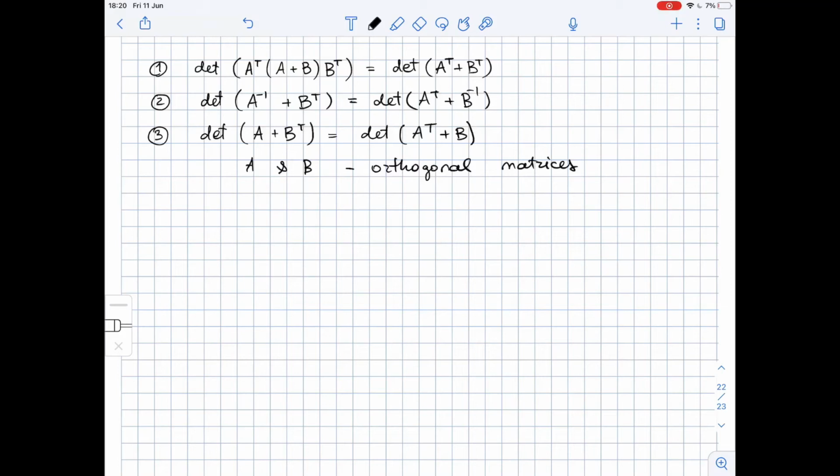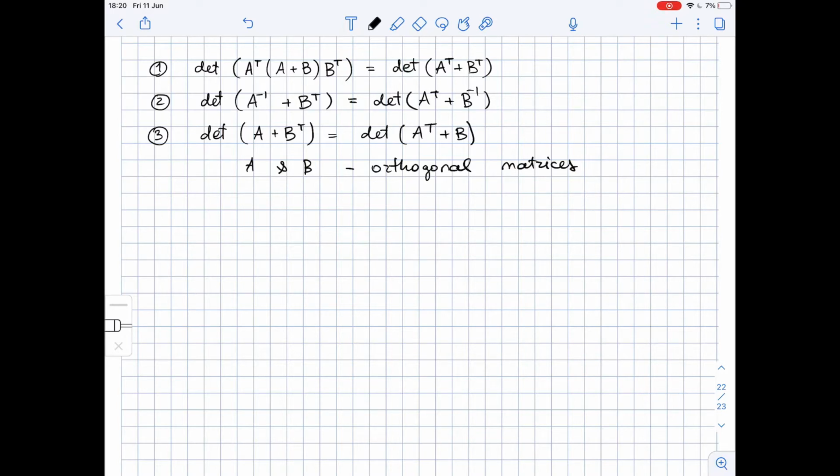So we are given two orthogonal matrices A and B, and we need to indicate which of these three statements are true. So before we start, let's review the properties of orthogonal matrices.